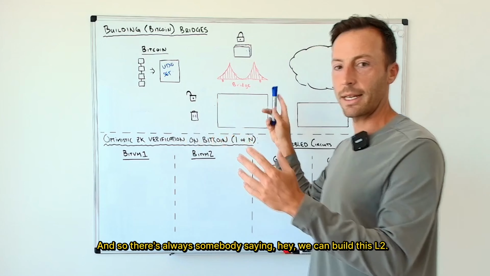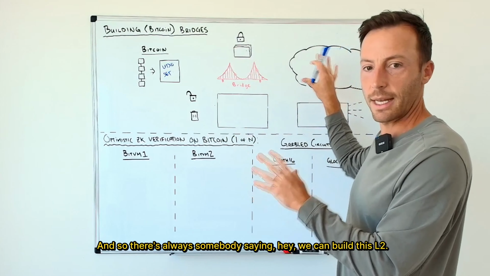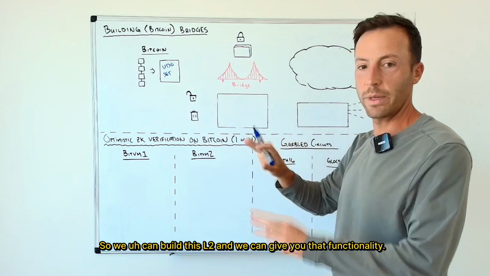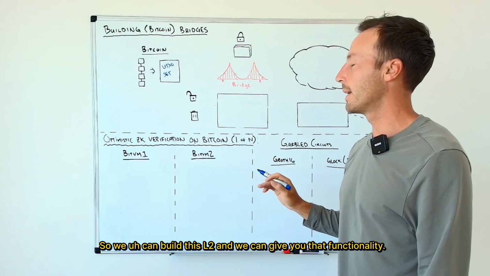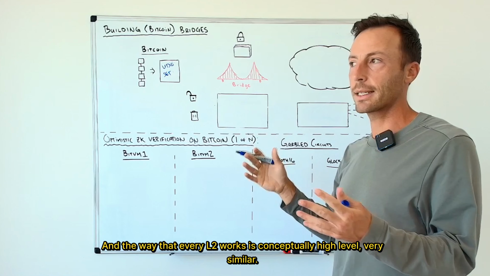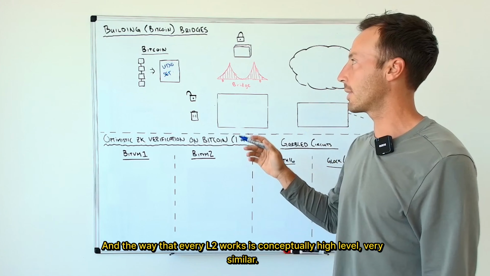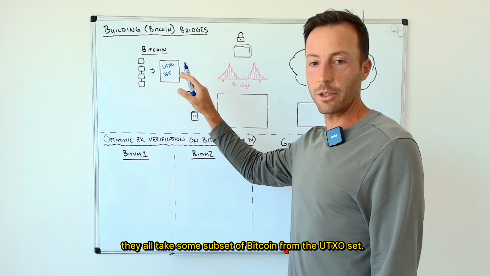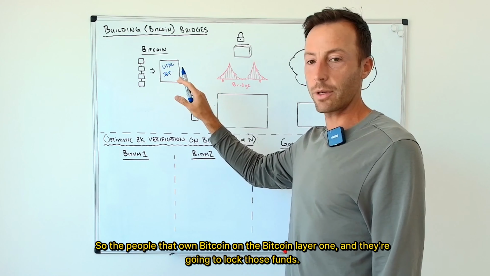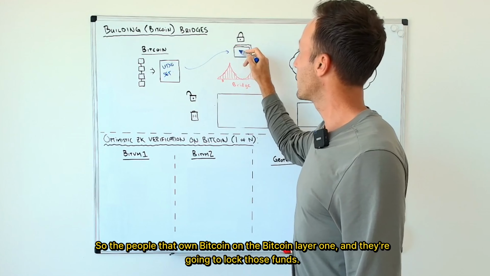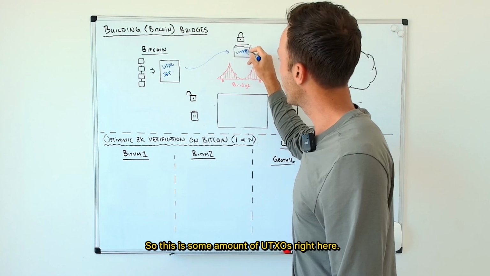And so there's always somebody saying, hey, we can build this L2 and we can give you that functionality. And the way that every L2 works is, conceptually at a high level, very, very similar. They all take some subset of Bitcoin from the UTXO set, so the people that own Bitcoin on the Bitcoin layer 1, and they're going to lock those funds. So this is some amount of UTXOs right here.